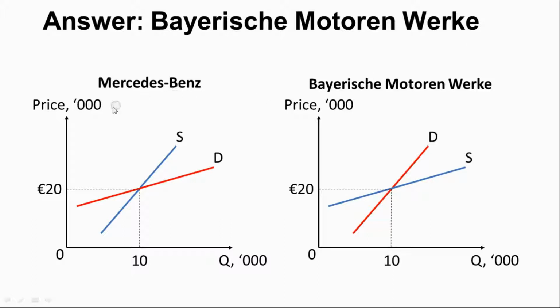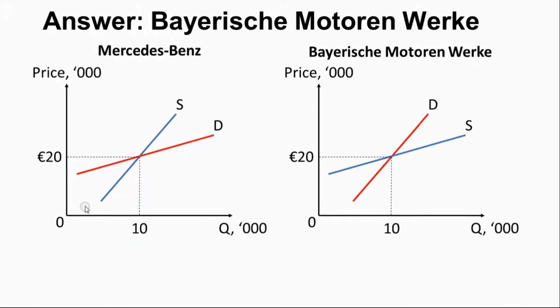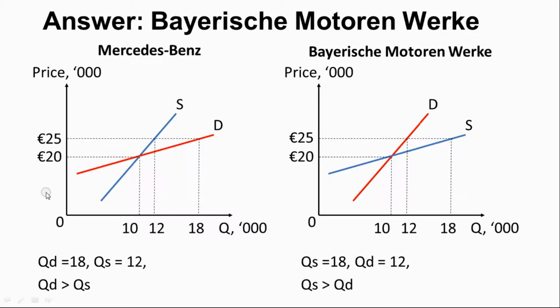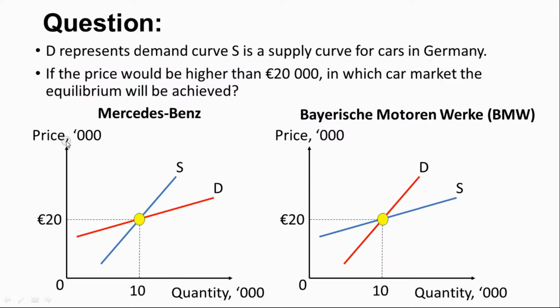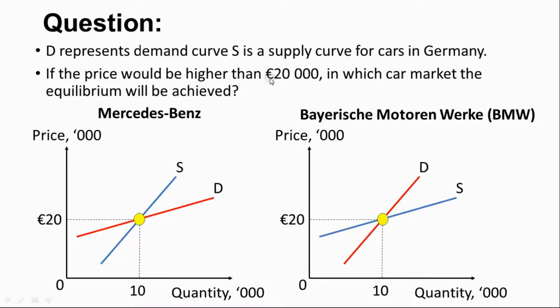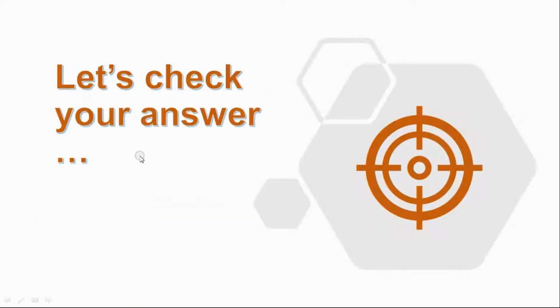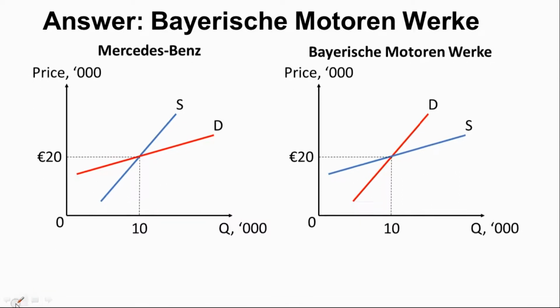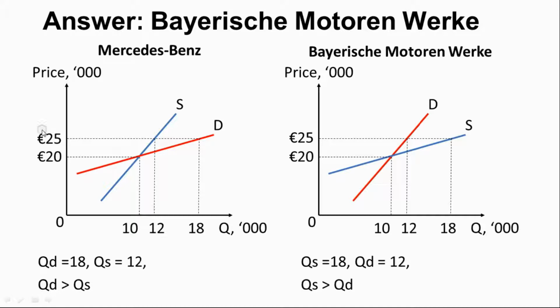How does it work? We have these two markets, Mercedes-Benz and Bayerische Motorenwerke. We have to analyze these two markets. First, you should take a new price. According to our question, if the price is higher than 20,000, it means the price is 25,000, for example. If the price is 25,000, what do we have here?